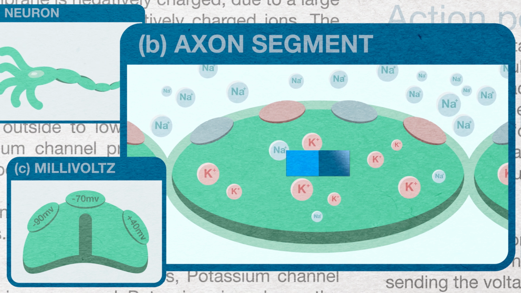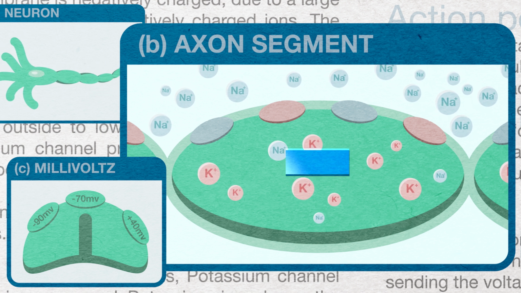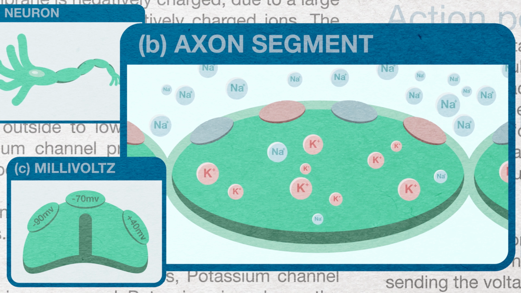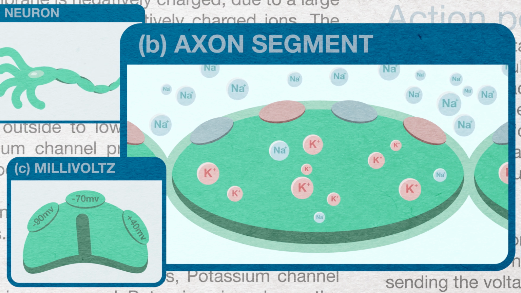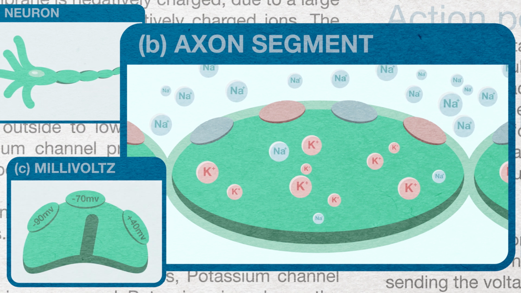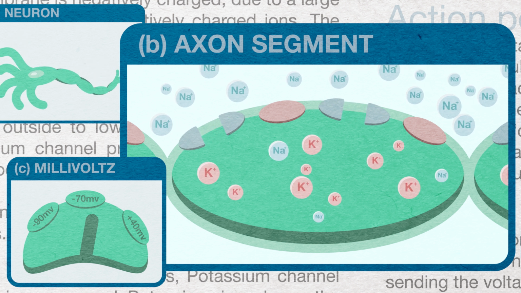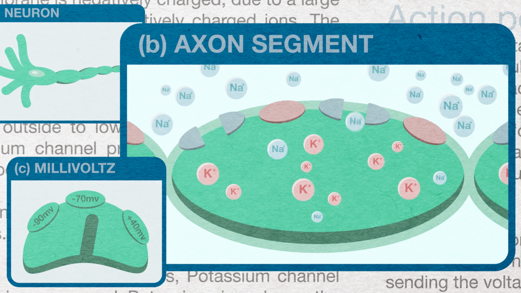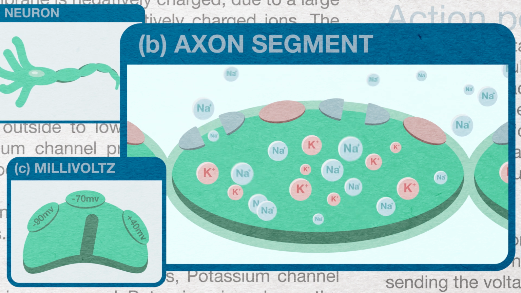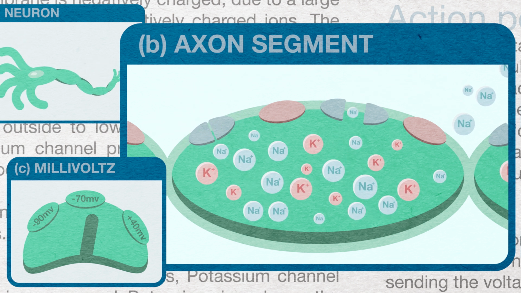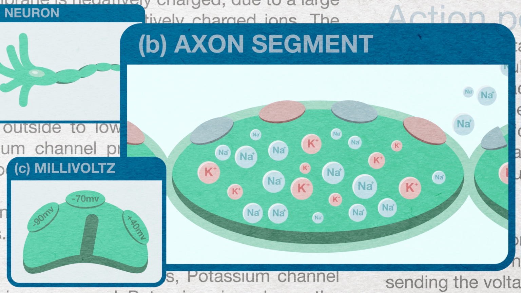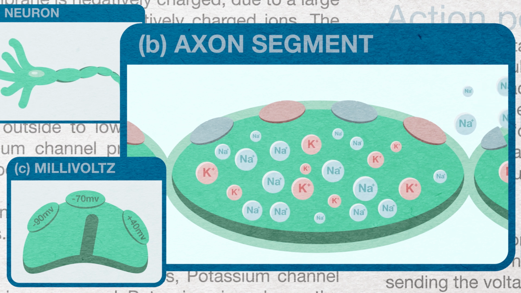The voltage across the neural membrane is about -70 millivolts. The inside of the membrane is negatively charged due to a large concentration of negatively charged ions. The voltage changes to about -65 millivolts, causing the nearby sodium channel proteins to open. Sodium ions flow from high concentration outside to low concentration inside. The sodium channel proteins then close and are temporarily unable to be activated.